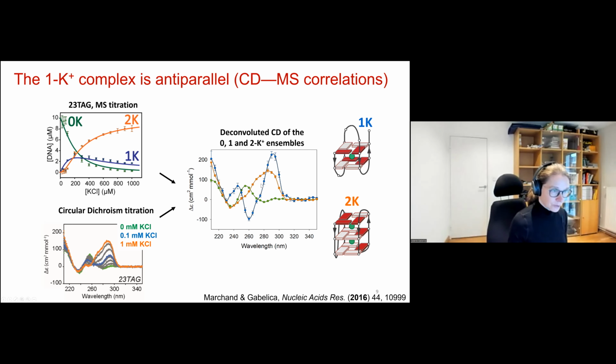And when we reconstructed this CD signal, we found the signature of an antiparallel type of stacking, so heterostacking. So this is how we can draw this cartoon for this species formed at intermediate KCl concentration. We know it has 2 quartets because it has 1 potassium, but we also know that it's a heterostacking and presumably an antiparallel quadruplex structure.